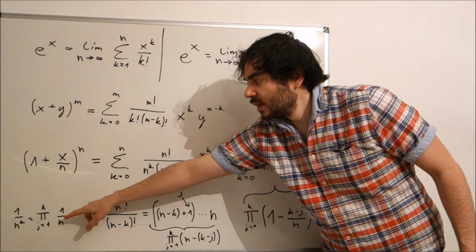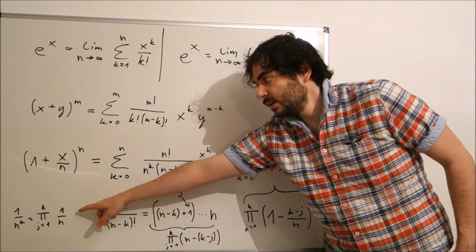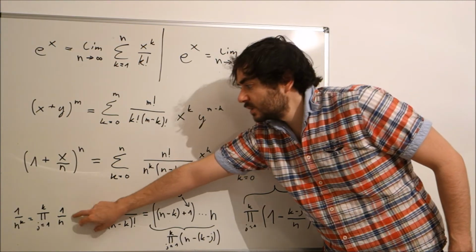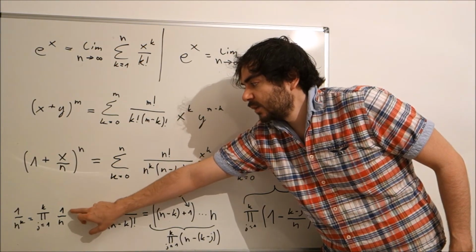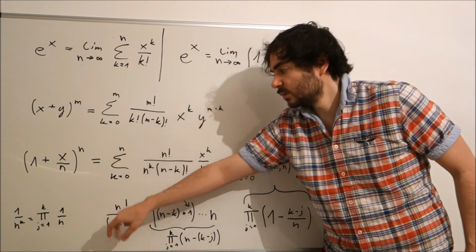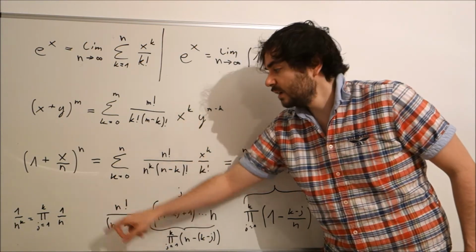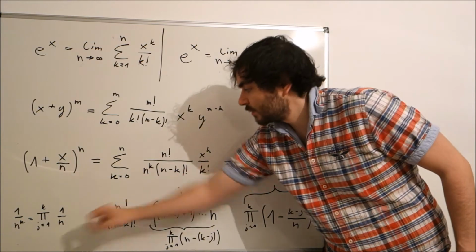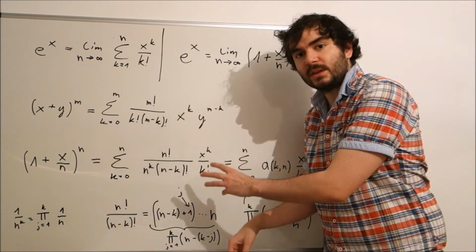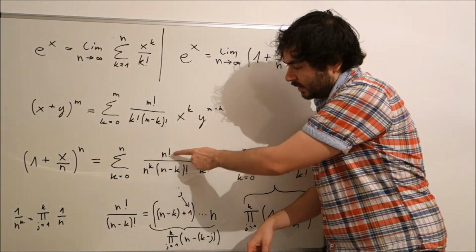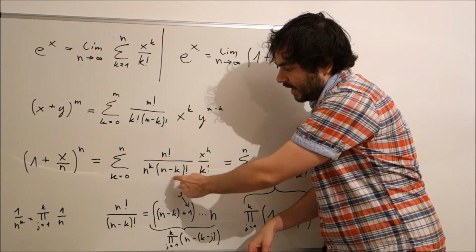It's a product over an index j, even though I don't use the j in the expression, and I multiply together these expressions 1 over n. So k times 1 over n is 1 over n to the power of k. And the other thing that's left is n factorial divided by n minus k factorial.